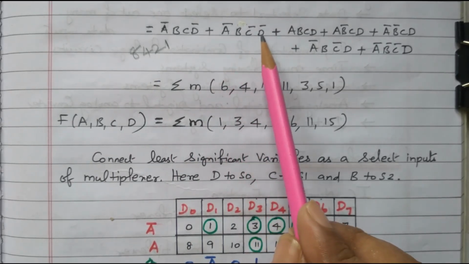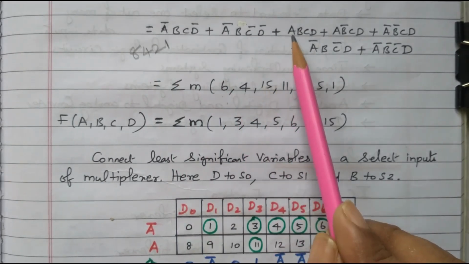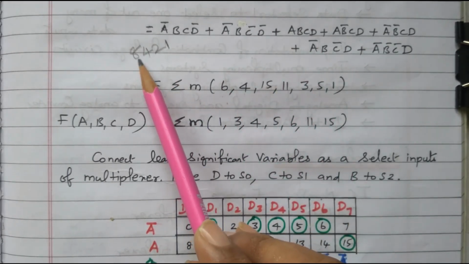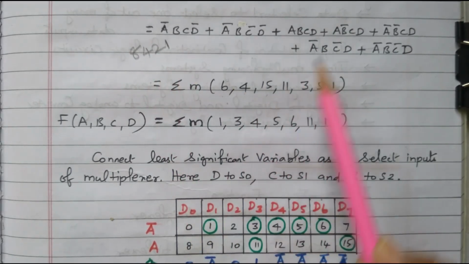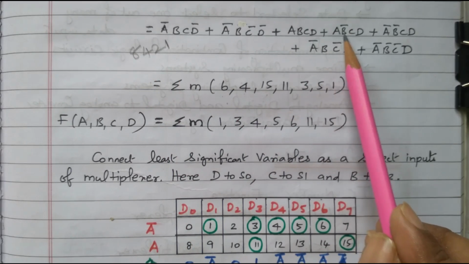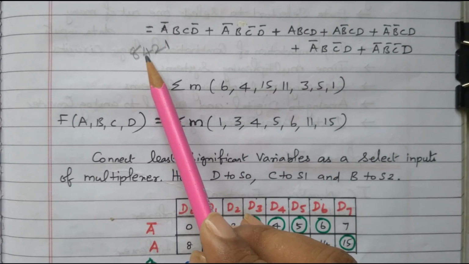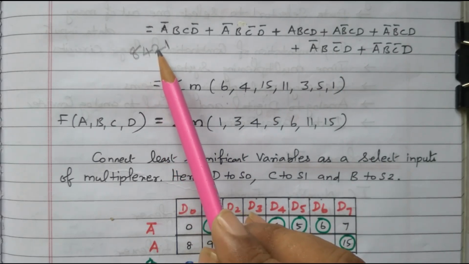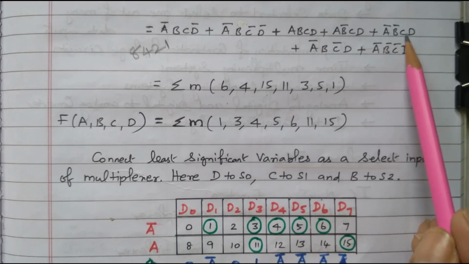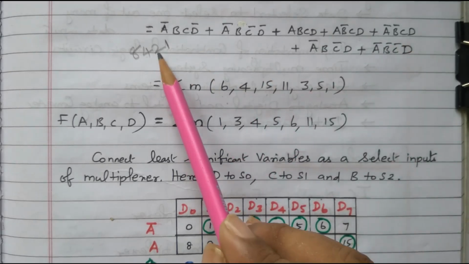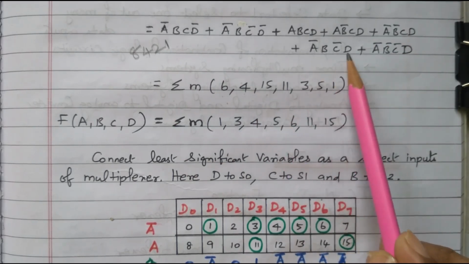0 1 0 0, only the second term is 1. Second term means 4. For 1 1 1 1, all terms are 1. So 8 plus 4 is 12, 12 plus 2 is 14, 14 plus 1 is 15. Then 1 0 1 1: only the second term is 0, remaining terms are 1. So 8 plus 2 is 10, 10 plus 1 is 11. Then a bar b bar c d, only the third and fourth terms are 1, that is 2 plus 1, 3.